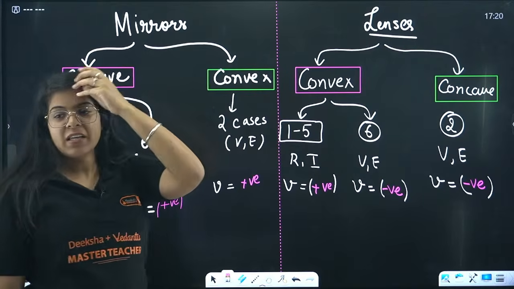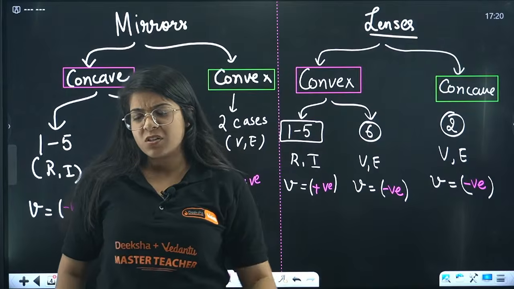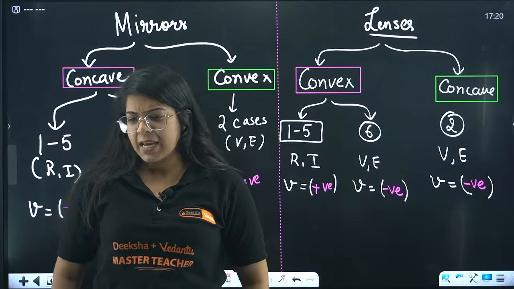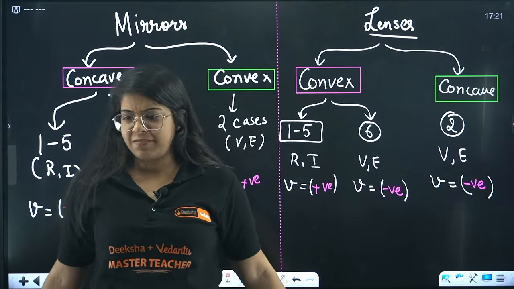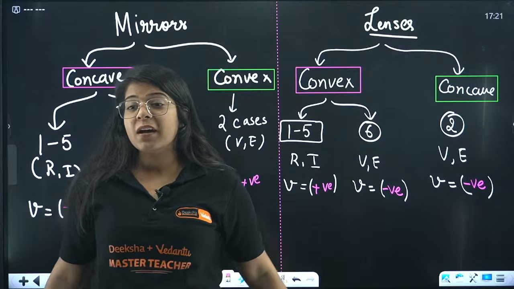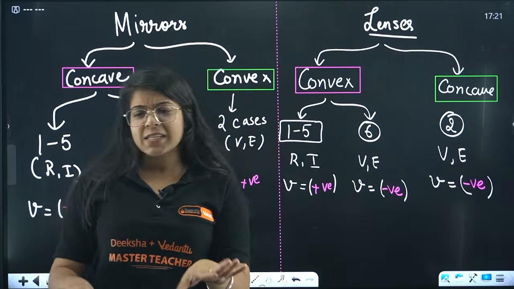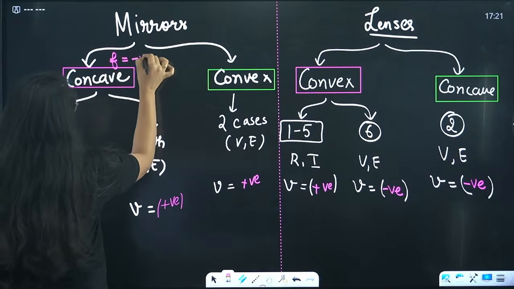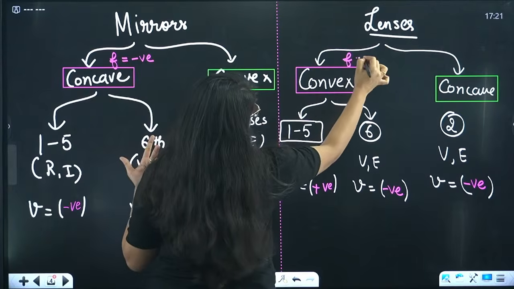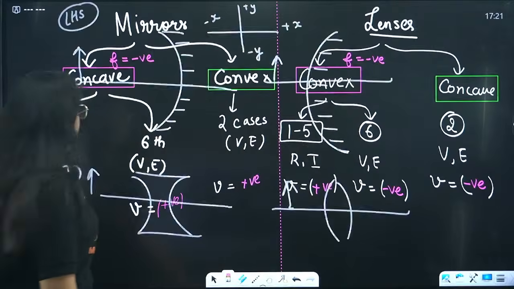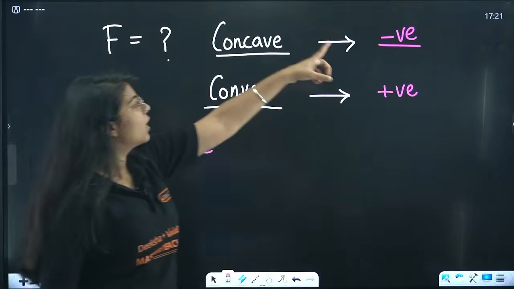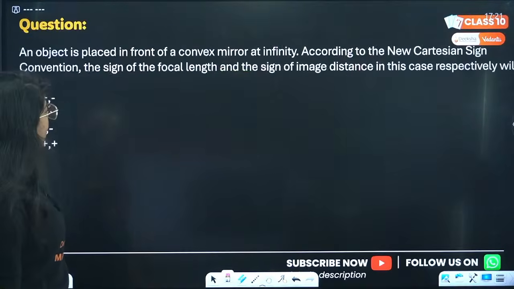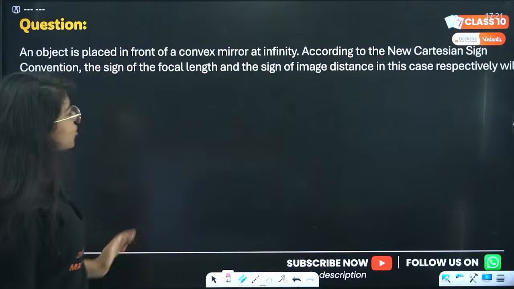Concave lens is generally considered negative because it causes parallel light rays to diverge, spread out. Its focal length and power are negative. Yes, beta, its focal length is negative. So focal length of concave lens or mirror is always negative. We just studied about that actually. So concave focal length negative, convex focal length positive, U is always negative. Okay, let's give you the very first question.